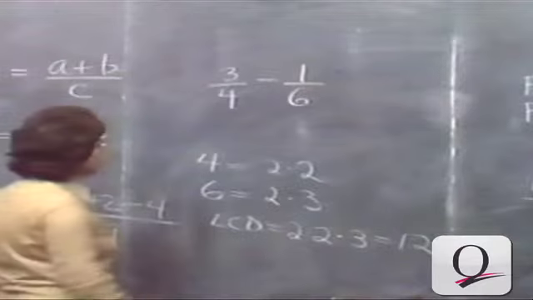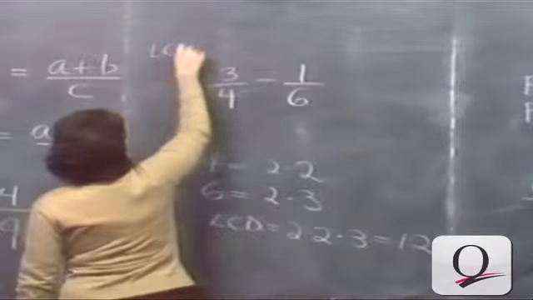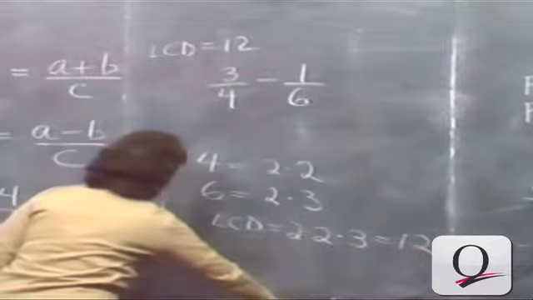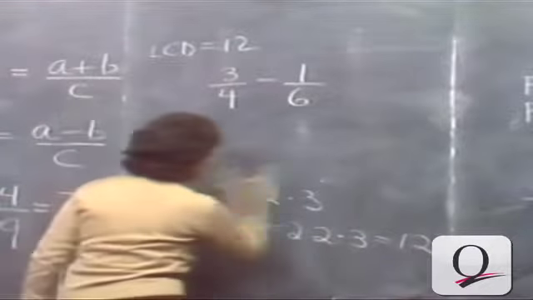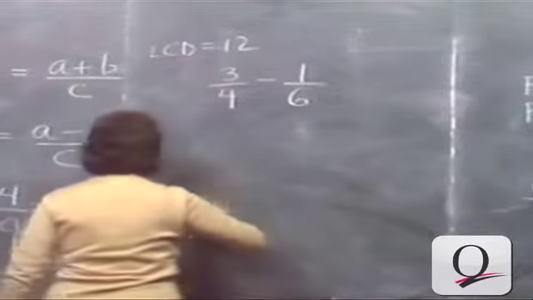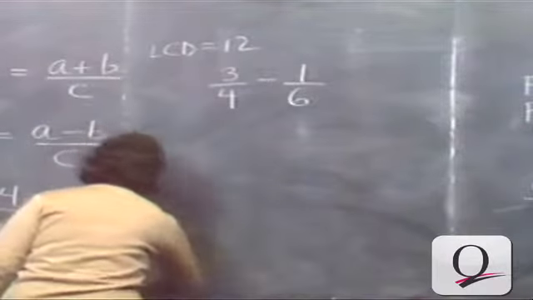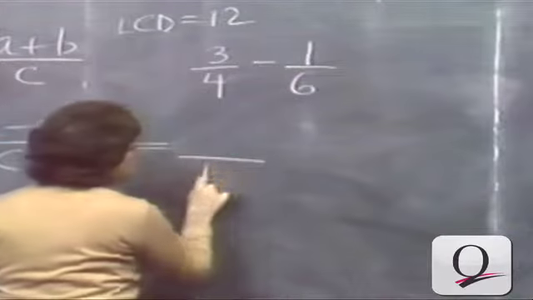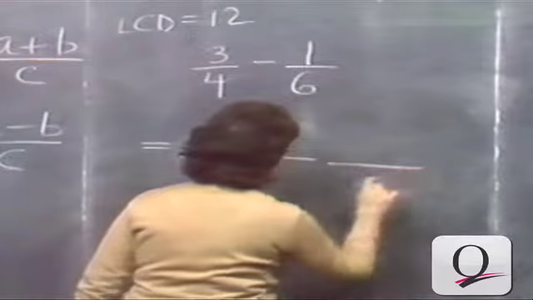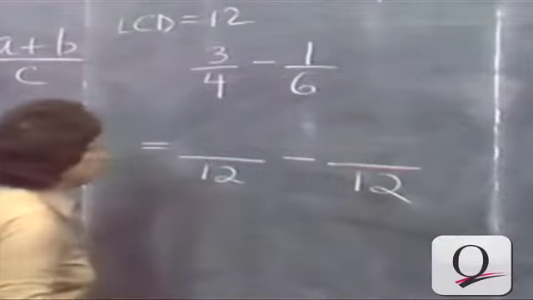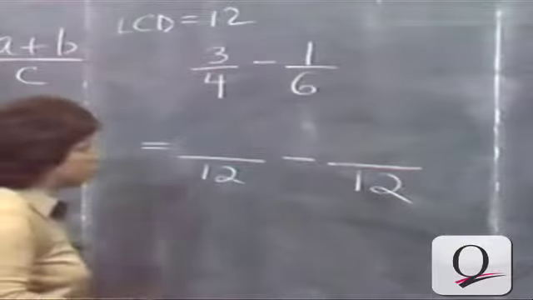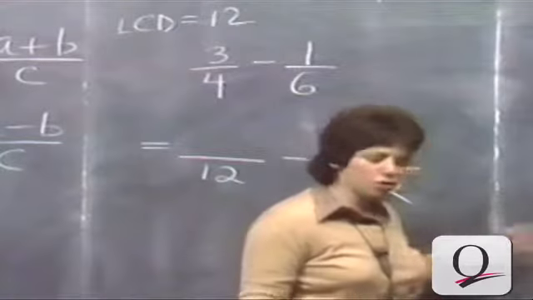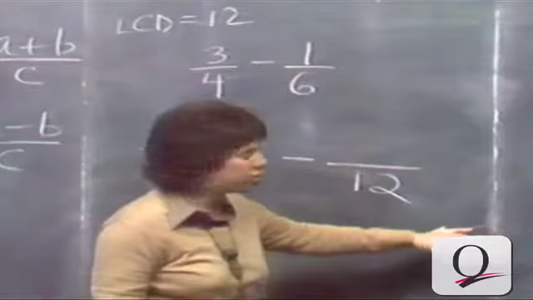So what we're going to do is build fractions equivalent to these fractions, which have denominator 12. We would like to build fractions equivalent to these with a denominator 12. Now, what we have to do is remember that according to the fundamental principle of fractions, whatever we do to the denominator of the fraction, we have to also do to the numerator.